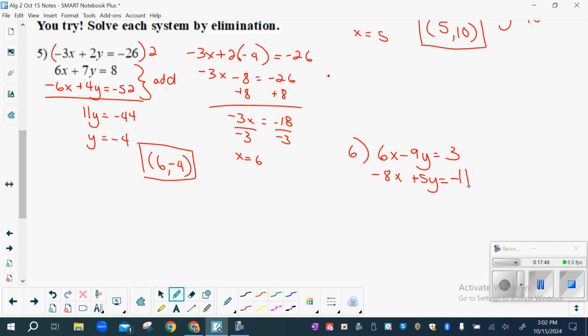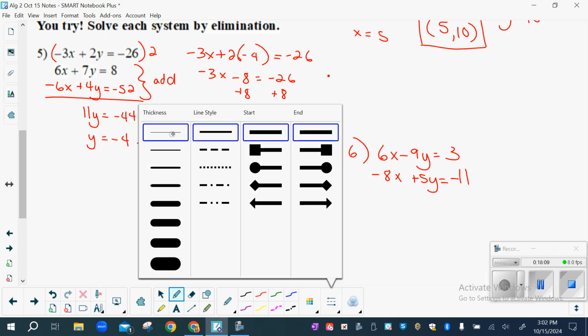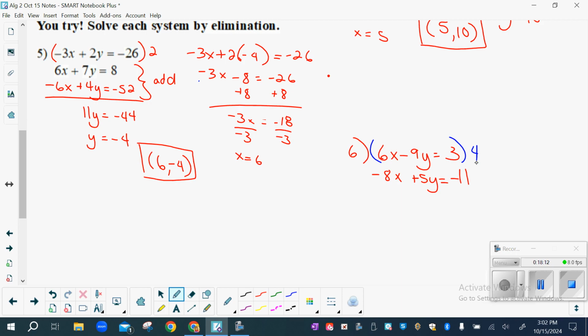Okay, I just want to talk really quick about number 6. What would I do on number 6? I want to eliminate one of those variables. What could I do? What's the smallest number that 6 and 8 go into? 24. So I could multiply this one by 4 and this one by 3, and then I'd get a positive 24 and a negative 24. We want them opposite because... why do we want them opposite? Right. Otherwise they won't cancel.